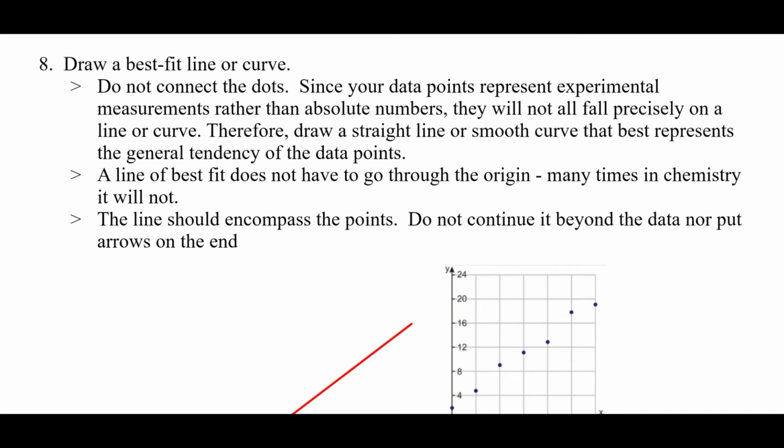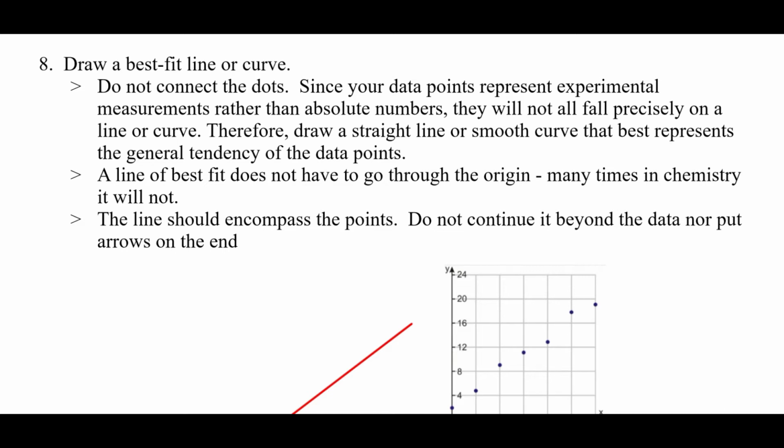We'll be drawing best fit lines, or sometimes they're curves. It's important to remember we will not be connecting the dots. Now, these are experiments, measurements, and so they're not all going to fall on a line or perhaps a curve. In math class, sometimes that happens, maybe even in physics, but in chemistry it usually doesn't. So you want to draw a straight line that best represents the tendency of the data points.